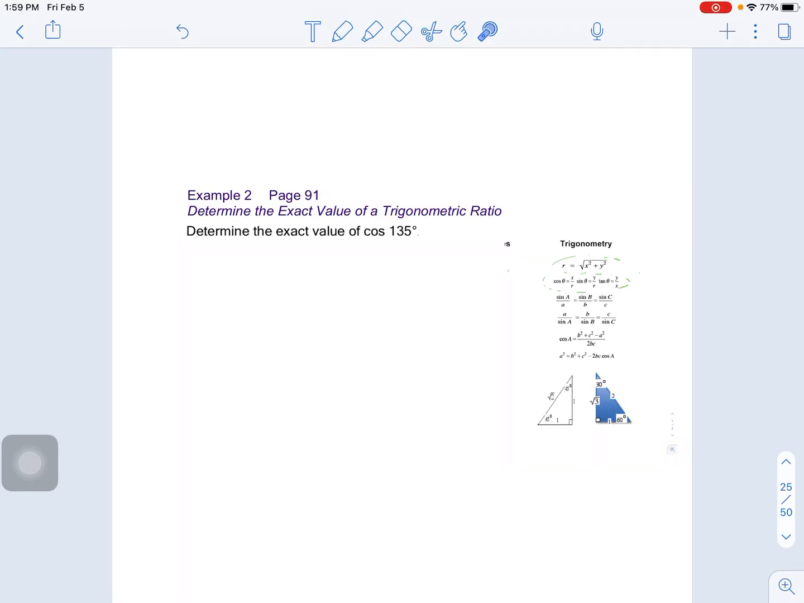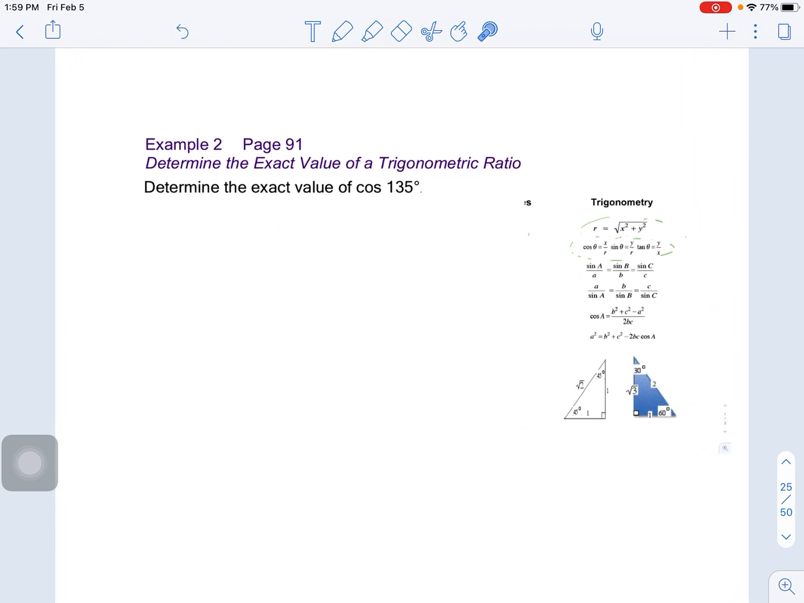So now we are into some examples where we're going to determine the exact value of a trig ratio. When you're dealing with something like this, always be looking for your special triangles. So again, these are on your data sheet, but look for special triangles. That's not how you spell special. Special triangles.